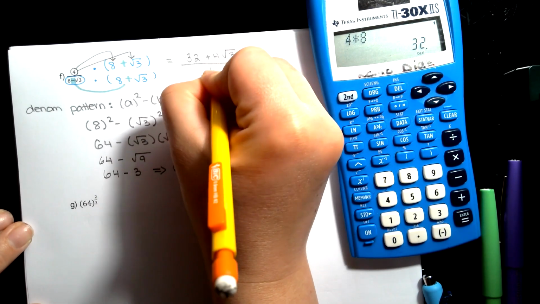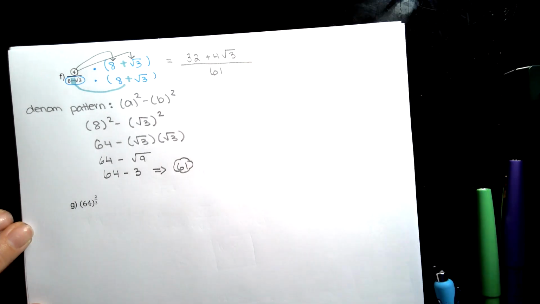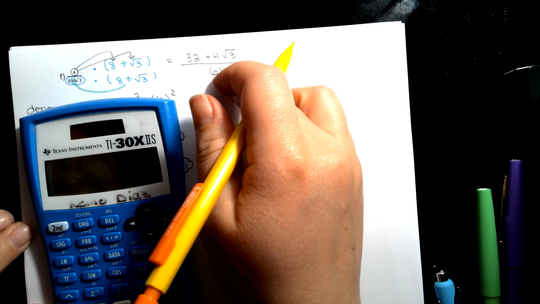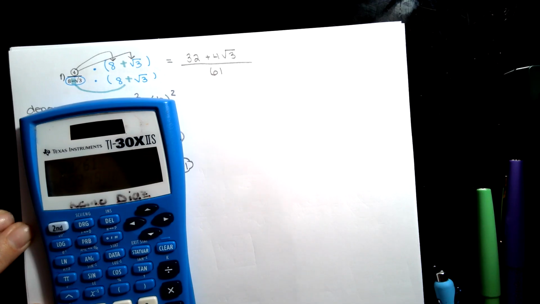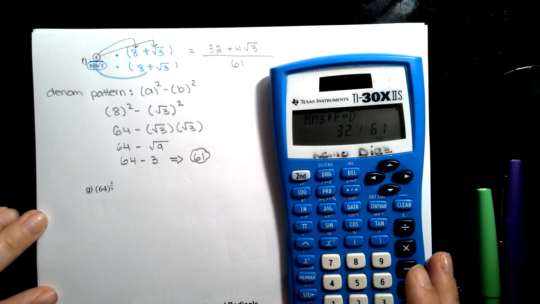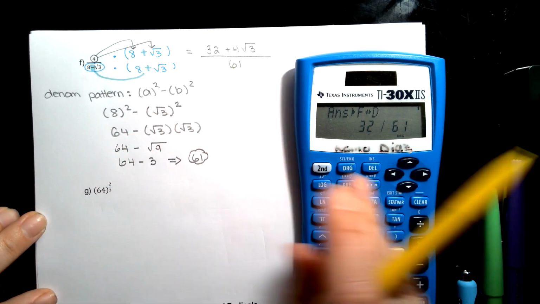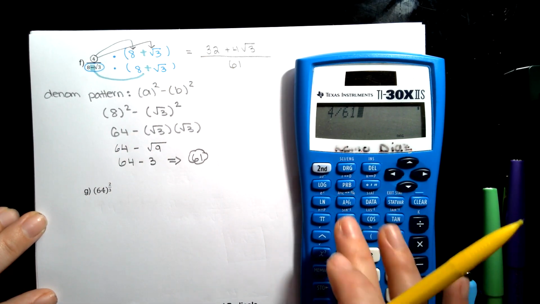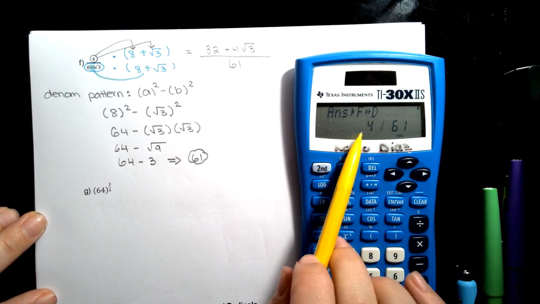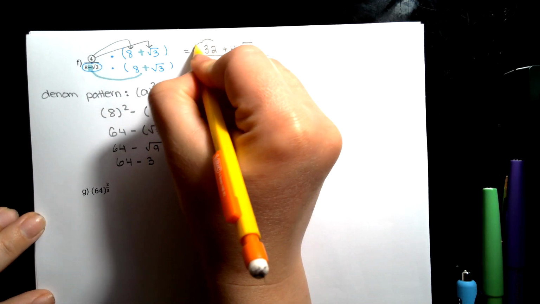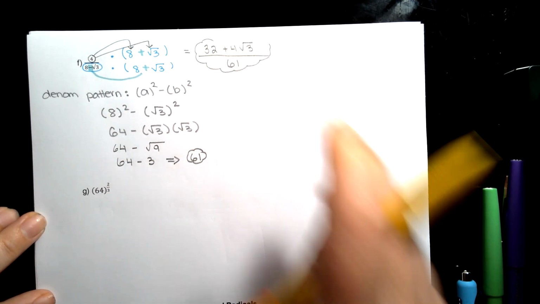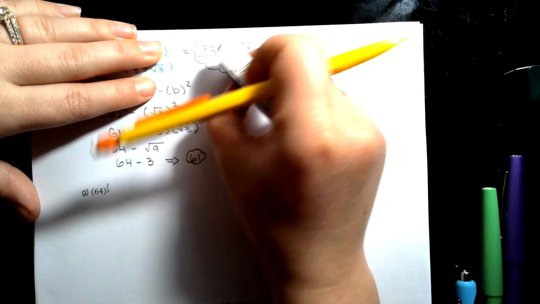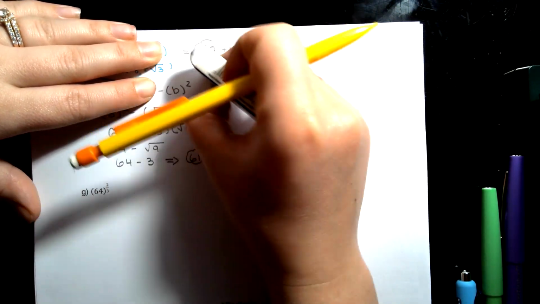Bring that 61 here. And again, we need to check if we can simplify. If we can simplify 32 and 61, 32 divided by 61, that does not simplify. Sorry, you can't see that. So 32 and 61 cannot simplify. 4 divided by 61. And 4 over 61 cannot simplify. So even if I was to break this into multiple fractions, this would not simplify. So therefore, this is my answer. And I'm going to put a box around it, not a thinking bubble.